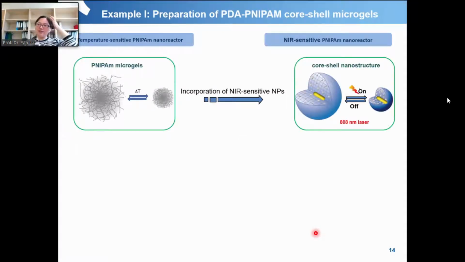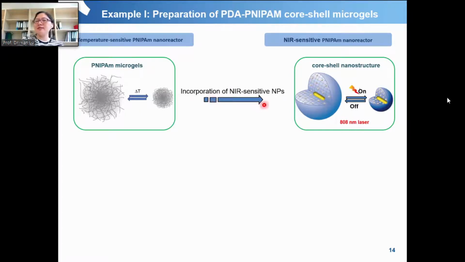Another system, of course, to give more functionality to your microgel system. So here I give you one example. This is a typical temperature sensitive polyNIPAM. And of course, you can incorporate photothermal active nanoparticles into your microgel. Then in that case, you will have a photothermal responsive system. Then instead of using temperature, you just use light as a source.